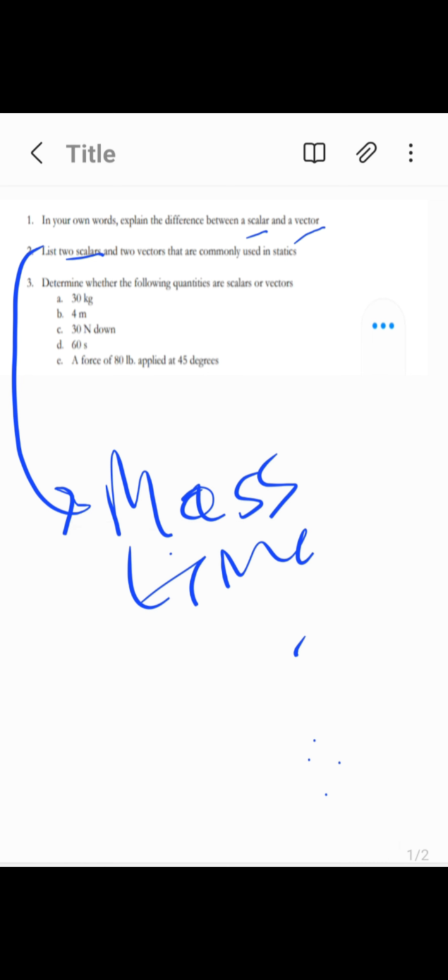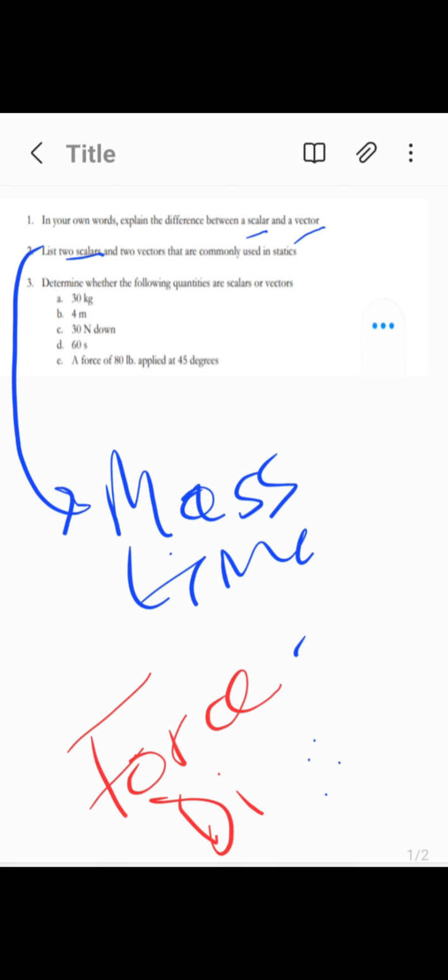Now what vectors can we think of? Well, perhaps force. Because in order for motion to happen, or even for the object to stay stationary, there are forces there that are balanced. So definitely we can talk about force. We can also talk about perhaps displacement, to say the object has a zero displacement, it has not moved. So those are the solutions that we can think of here for question 2.